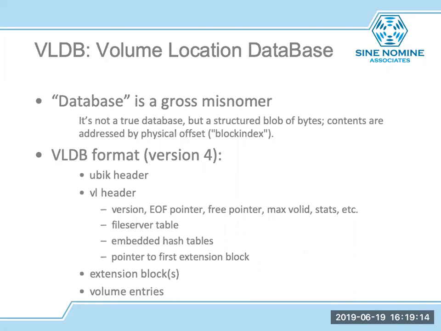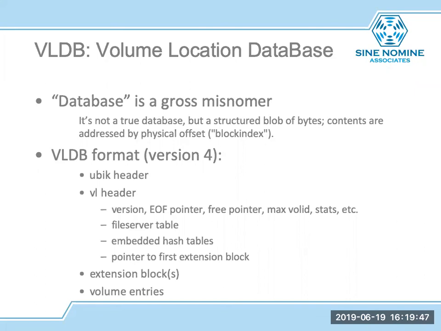Next thing is the pointer to the first extension block. Extension blocks are currently used for storing additional information about file servers. So I mentioned that there's a table here that may have the IP address of a file server, but it may also point to offsets within one or more extension blocks, up to 4 extension blocks, that give additional information about the file server. Its UUID, if it has a UUID, and other interfaces that file server may have are stored in there. So that's the purpose for the extension blocks.